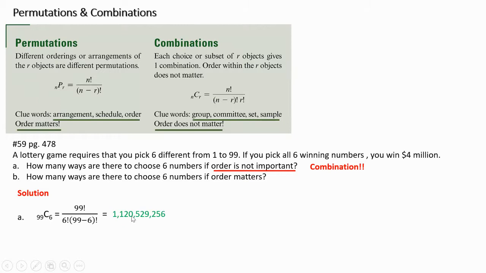I believe it's 1,120,529,256. So imagine, guys, for you to win the lotto, wouldn't it be 1 over that? So those are the odds against you for you to win. That's why it's really impossible. Because for you to be the one winner, it's going to be 1 over all that right there, which is 1 billion and something. Now for part B, the order matters, so it's going to be a permutation.